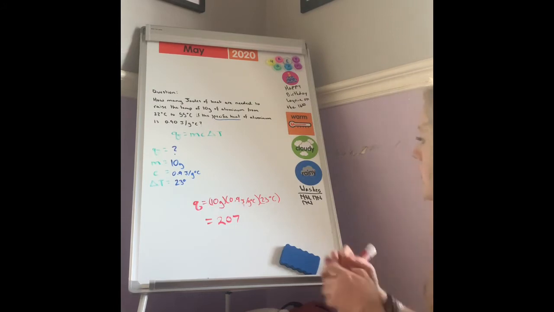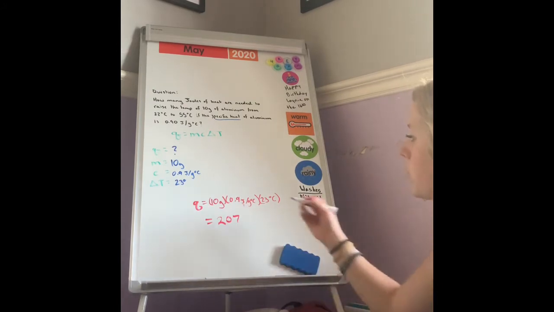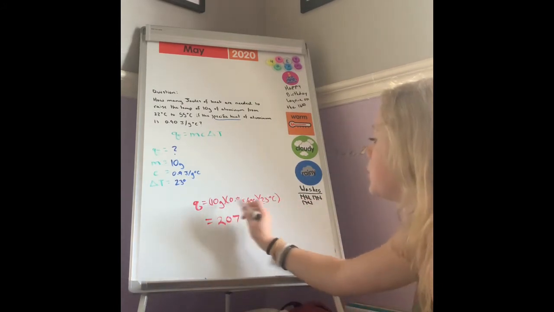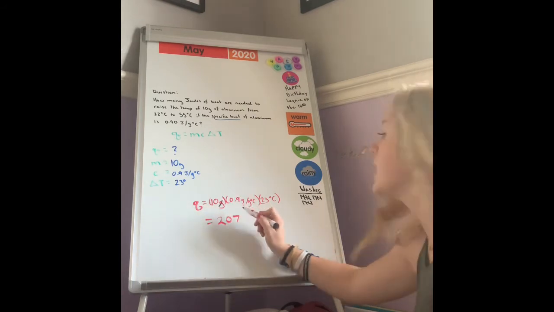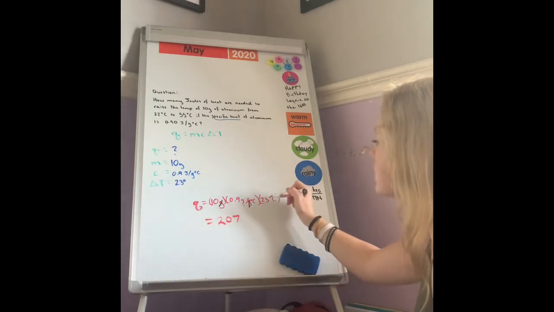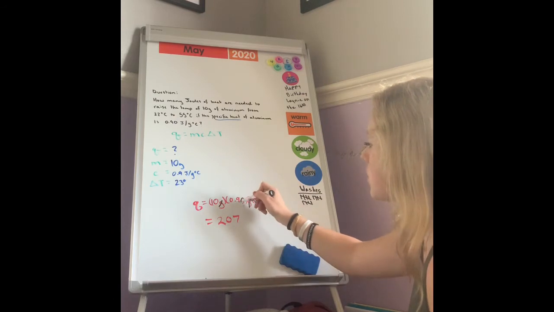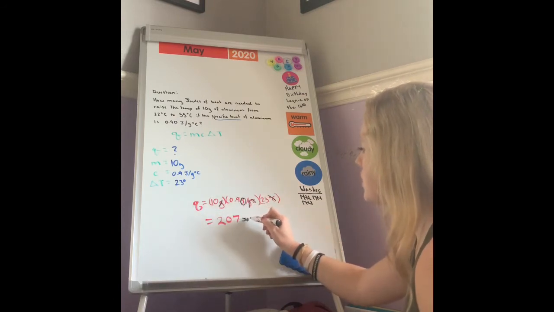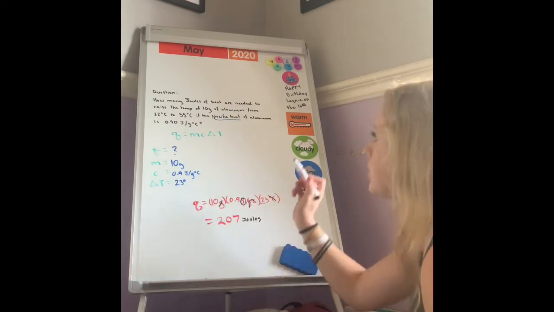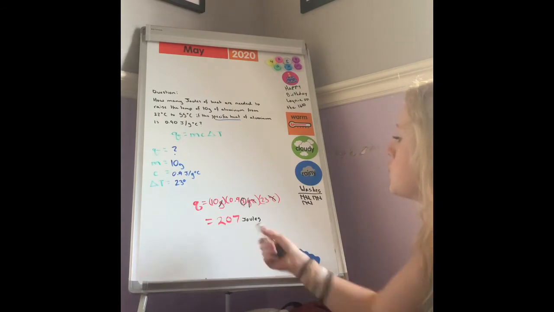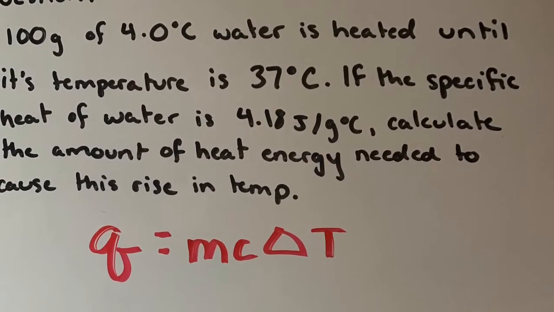And since we have to cancel out our units, we have grams above the line and below the line, and we have Celsius above the line and below the line. So we're left with joules. So this is joules, and our final answer would be 207 joules of heat.